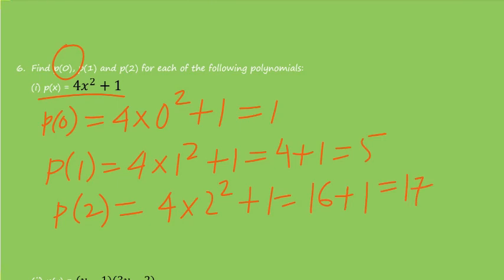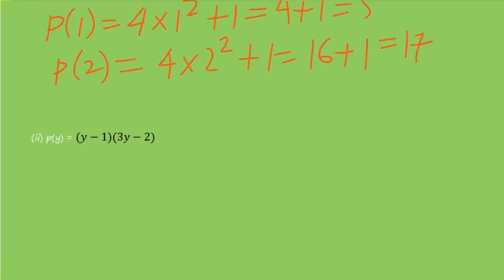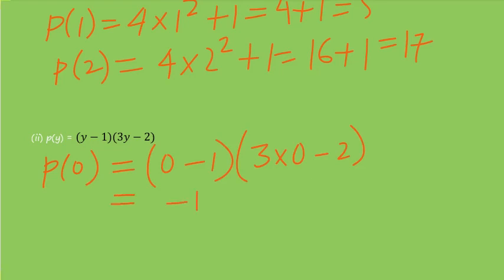Next equation, what do we have? You have p of y. It does not matter whether it is x or y, you just need to have the variable. So p of 0, you replace y with 0: 0 minus 1. This is 3 into 0 minus 2, so you need to operate inside the bracket, hence it is minus 1, and this becomes 0. So minus 1 into minus 2, and that is equal to 2.